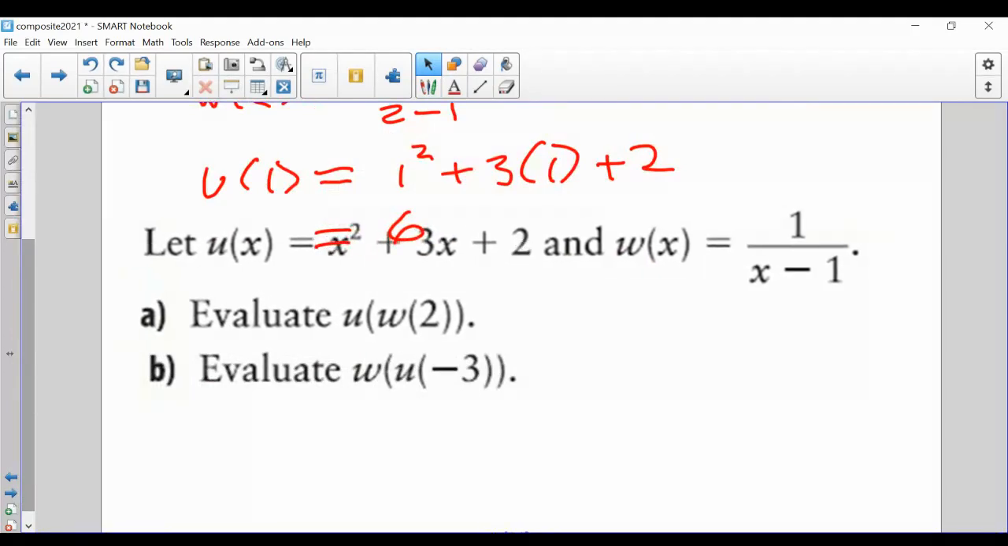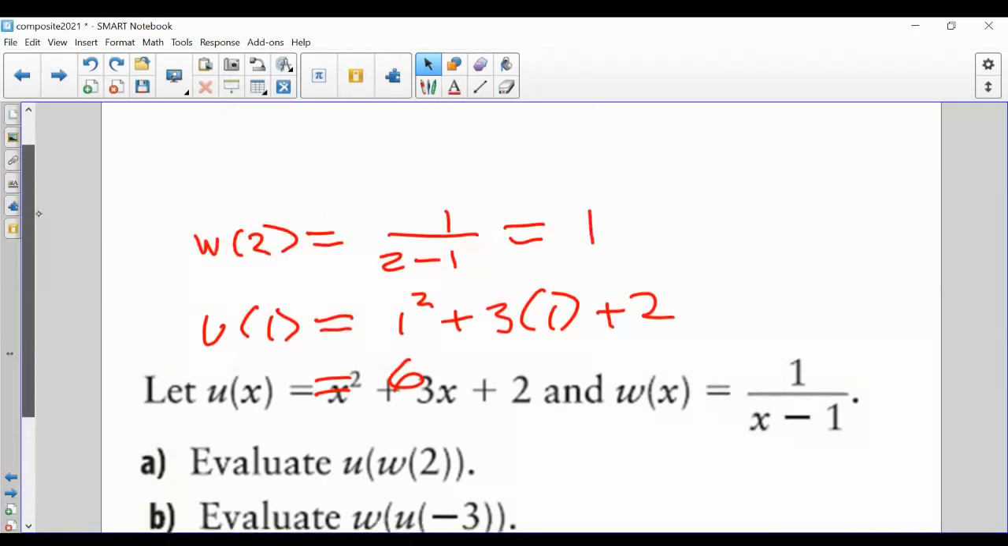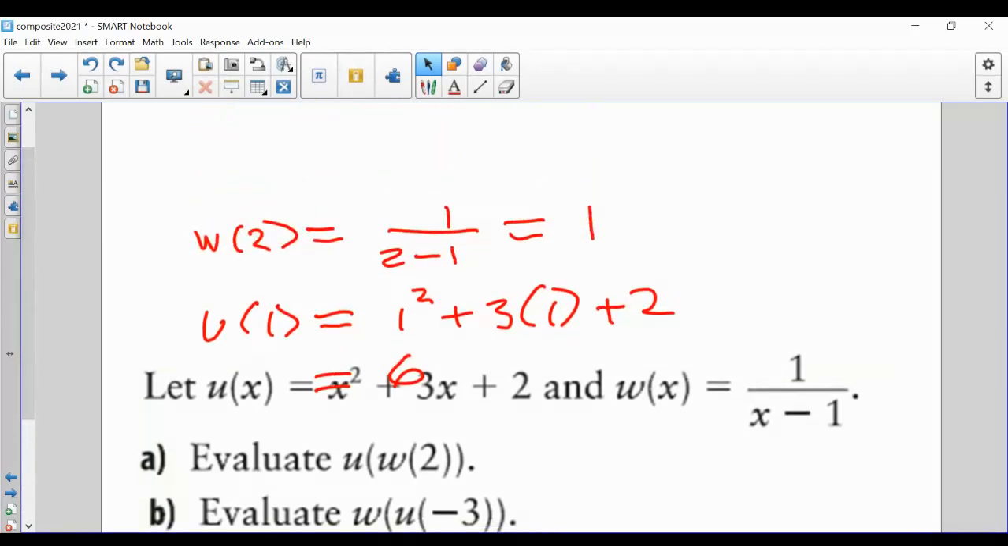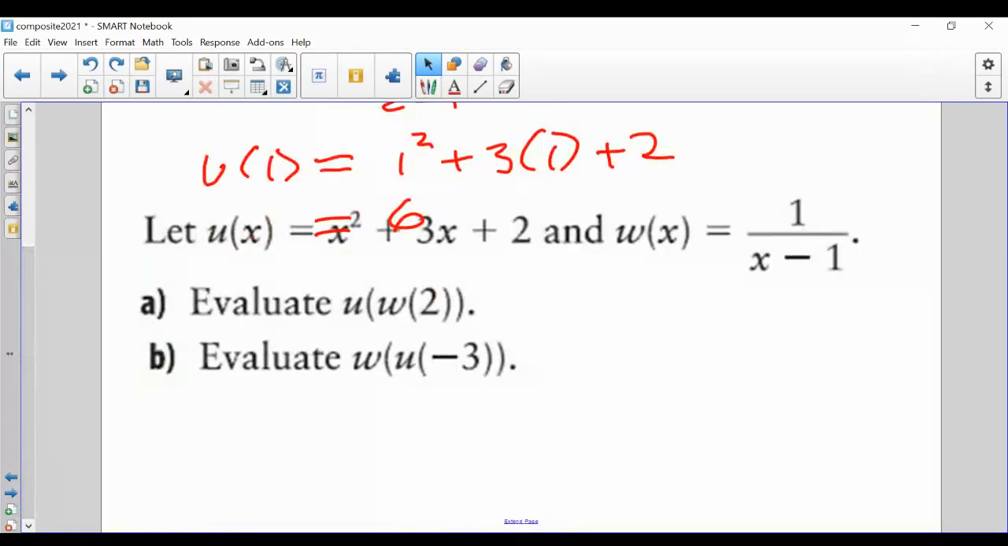Okay? So the W of the U of minus 3. What's the first thing that we need to do? Okay, ask me to go up a bit. There you go. All right, remember, this is all going to be on the video later on. Okay, back to this. We're going to find the U of minus 3 first. Exactly.